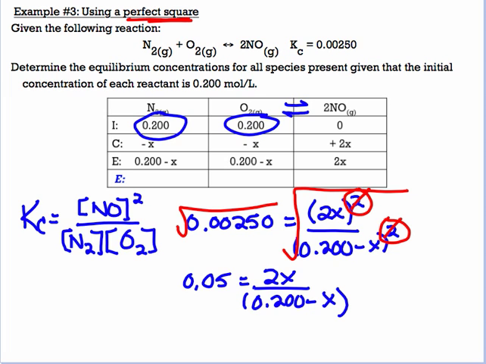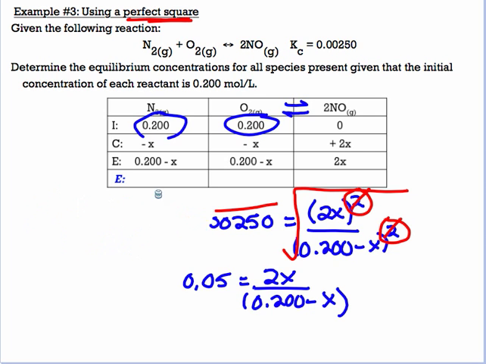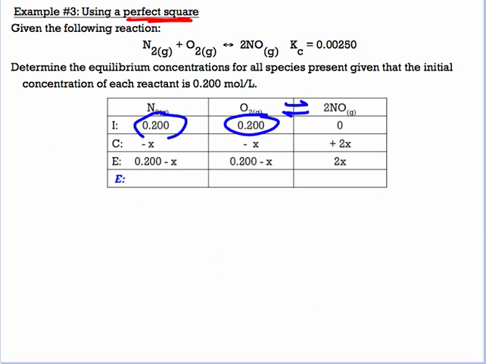Okay, so we're working on the second page. I'll erase some of my work just so you can see where we're going from here. Okay, so we left off with 0.05 is equal to, and then we had on top 2x, and then on the bottom 0.2 minus x.